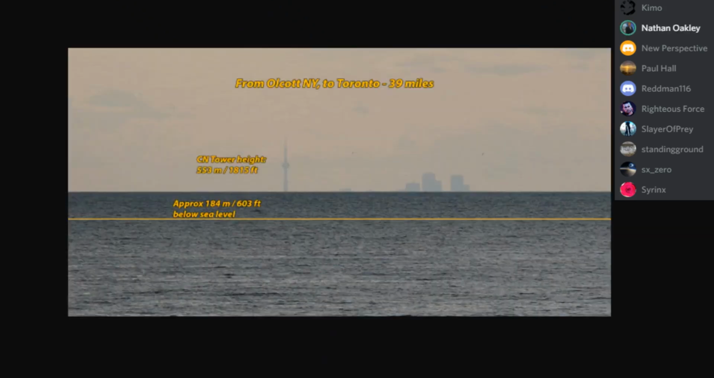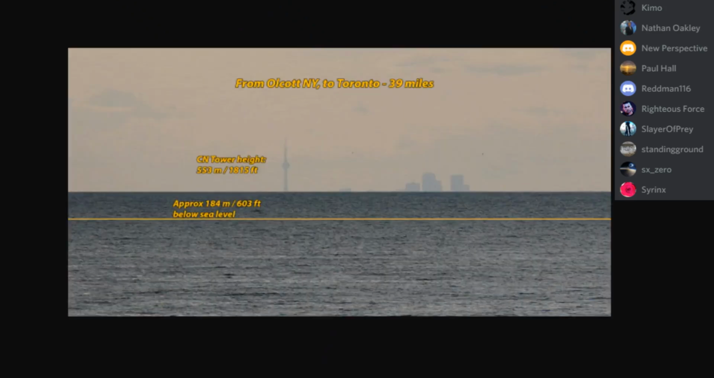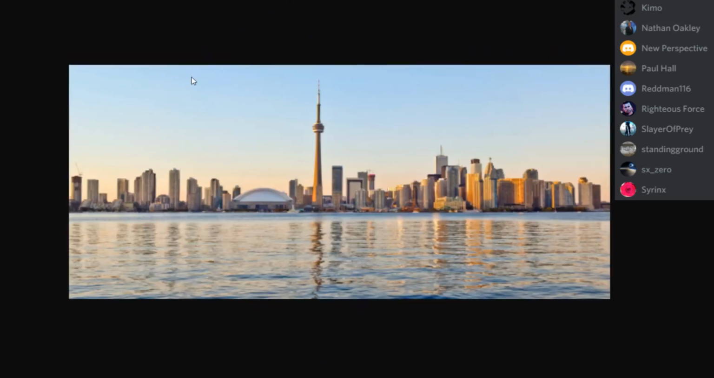No argument here. You can't just look at this picture from Olcott, New York, to Toronto at 39 miles and say, oh, well, half of these buildings are obscured, half of the CN Tower is obscured, curvature. Can't do that, can you? Well, you see a lot of distortion for sure, but you also see things that are missing, and those are two different things. Missing. It's called refraction. It's called sinking. Not curvature, sinking. That's the whole entire point.